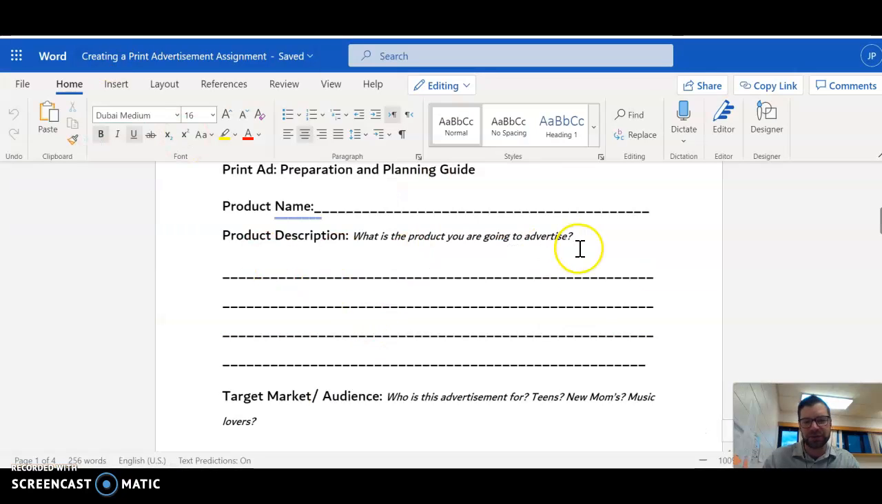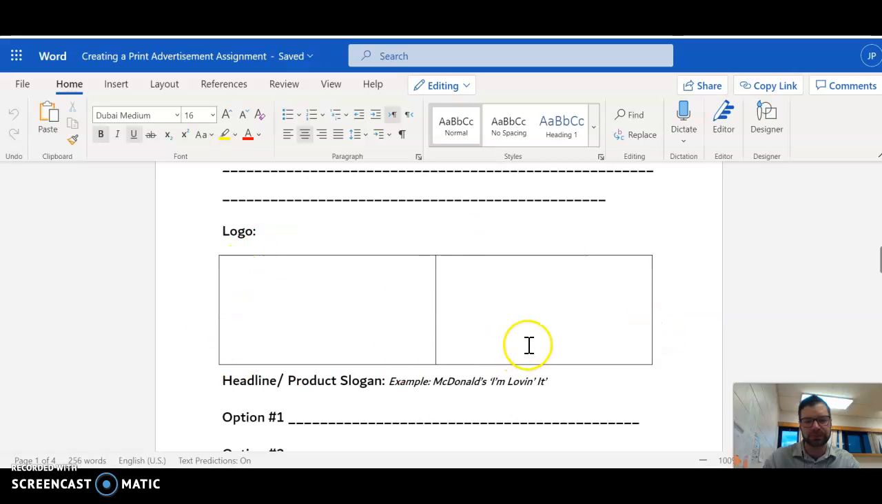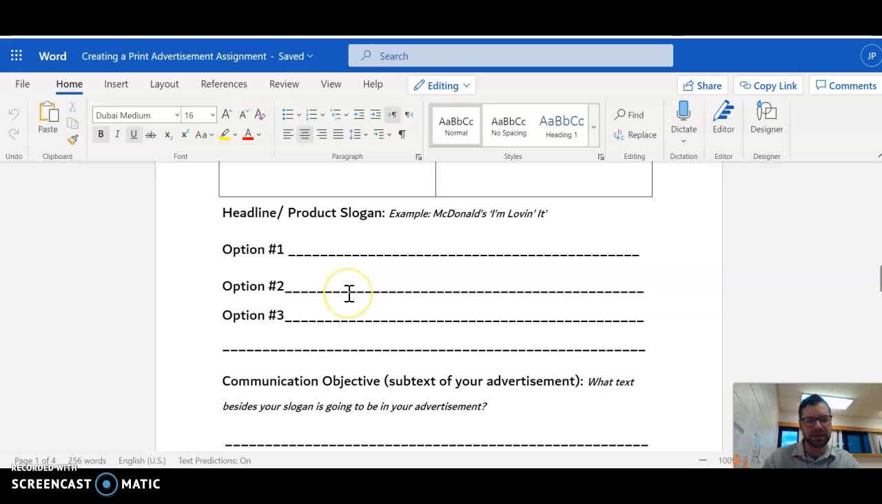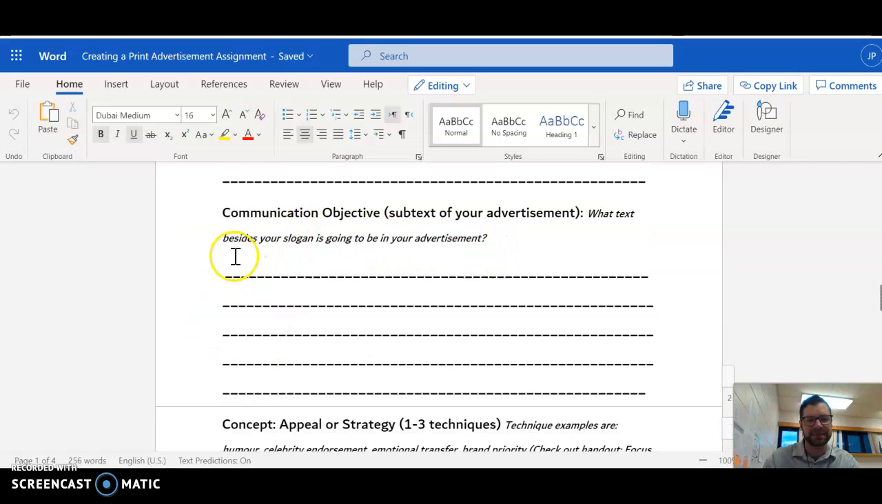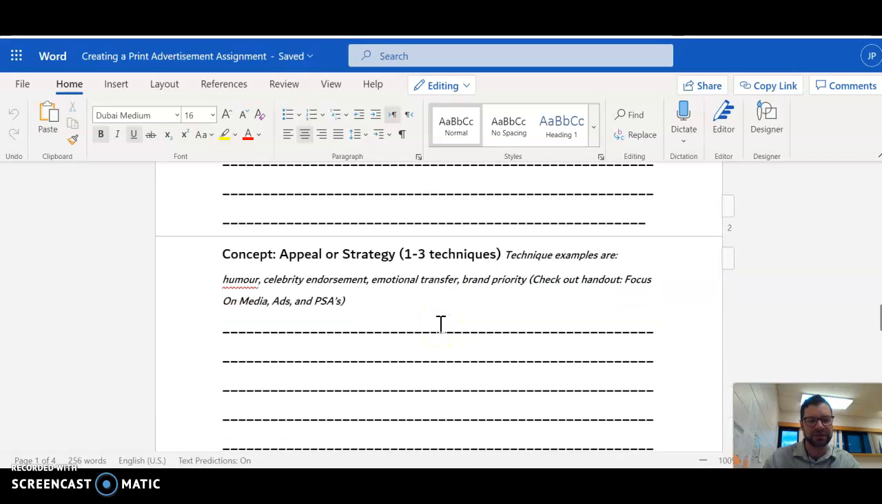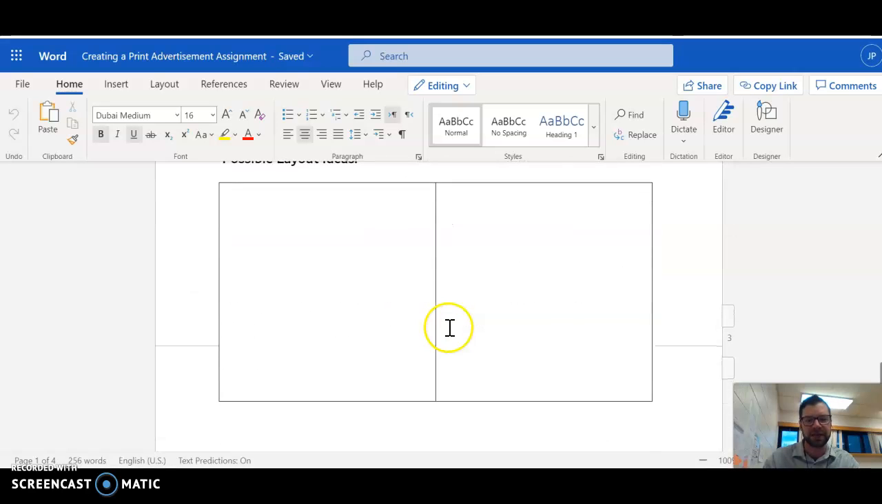So, product description. What is the product you're going to advertise? Who is your target market? Who is the advertisement for? Teens, new moms maybe, music lovers. You can add a logo. If it's like McDonald's, then just the golden arches. Does it have a headline or slogan? Like McDonald's, "I'm loving it." So you can come up with that if you want or use the existing one. Communication objective. What text besides your slogan is going to be in your advertisement? Appeal or strategy, technique examples like humor, celebrity endorsements, and possible layout ideas there.